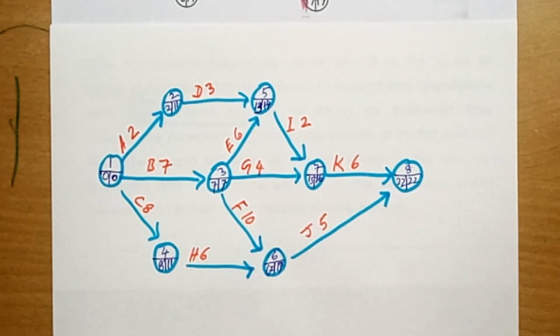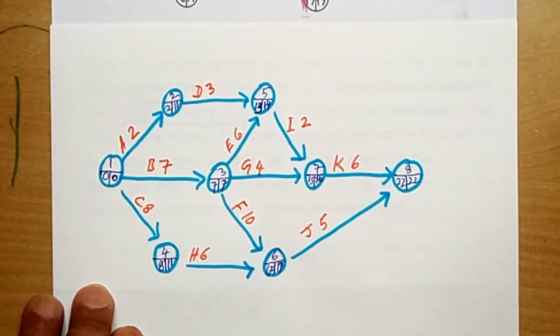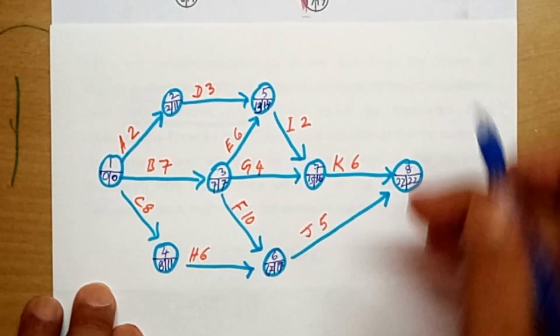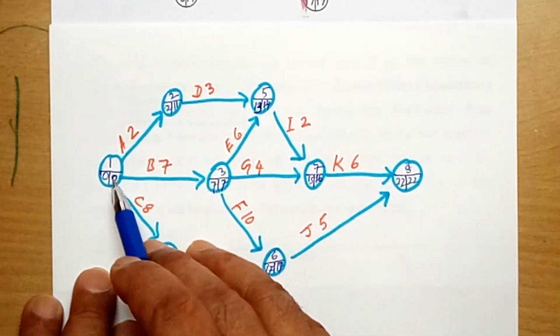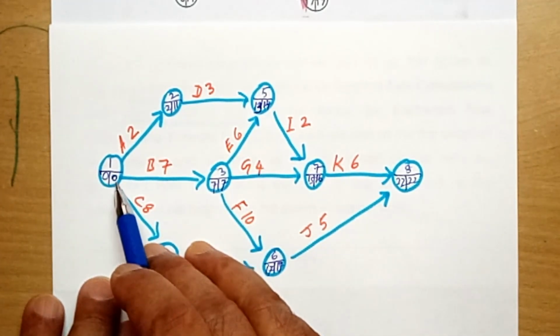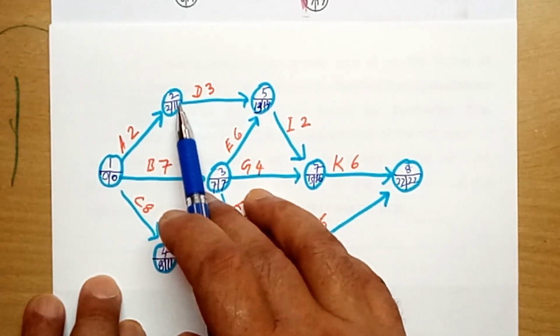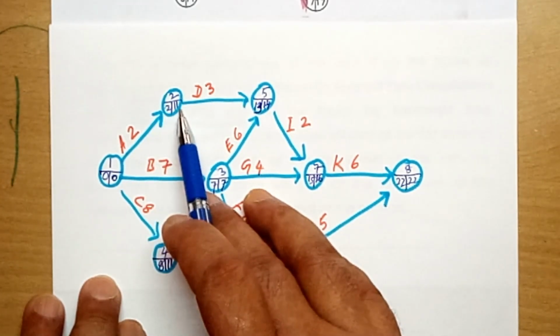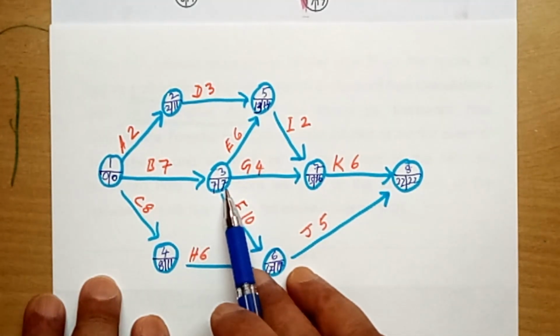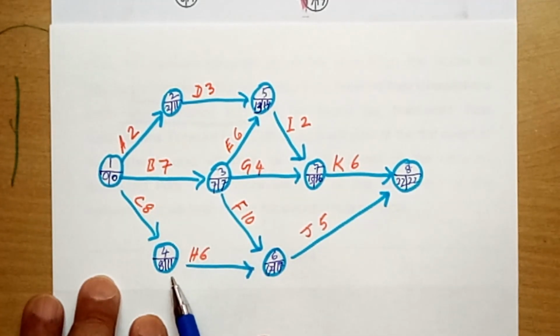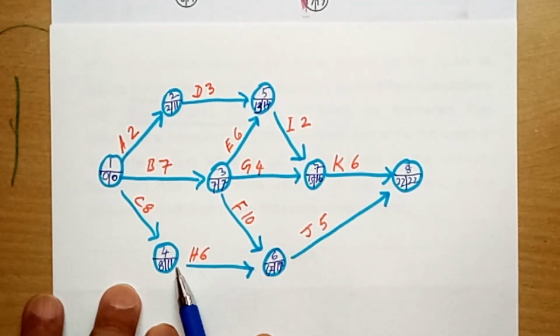So this way we have calculated the earliest start by forward pass calculation and the latest finish by backward pass calculation. And this way we have completed the nodes by node numbers, earliest start and latest finish. Node number 1 has earliest start 0, latest finish 0. Node number 2 has earliest start 2, latest finish 11. Node number 3 has earliest start 7, latest finish 7. Node number 4 has earliest start 8, latest finish 11.